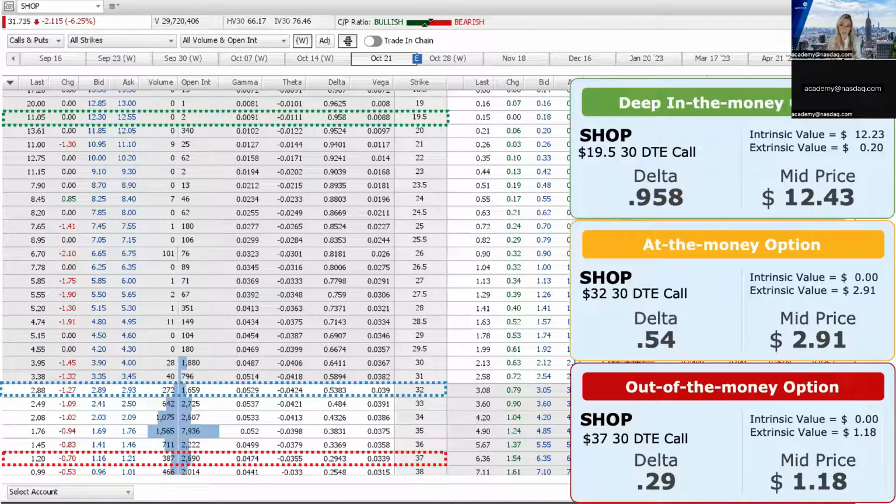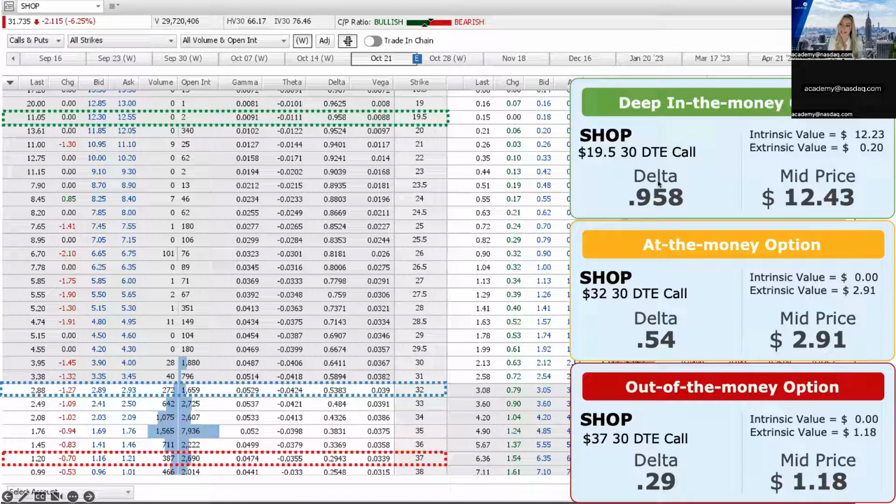But let's look at the way it is in a real life application. I just went through the at the money option, the 32 strike delta with 30 days left until expiration. This is about a 0.54, so the closest to 0.5 delta. It has no intrinsic value because there's no executable value. The right to buy at 32 is not more advantageous than the market price of 31.73. So that means this entire contract is only worth extrinsic value, so about 291.